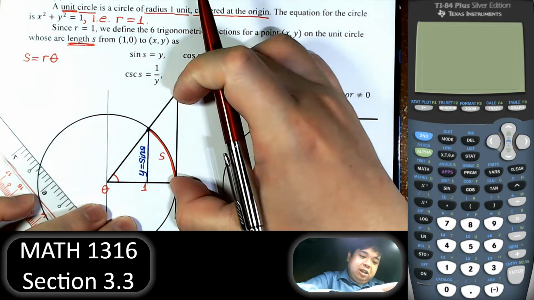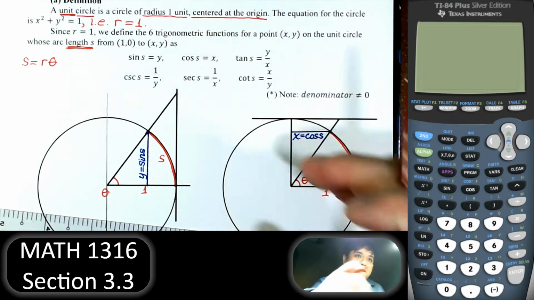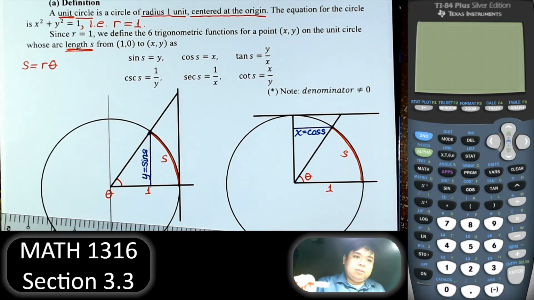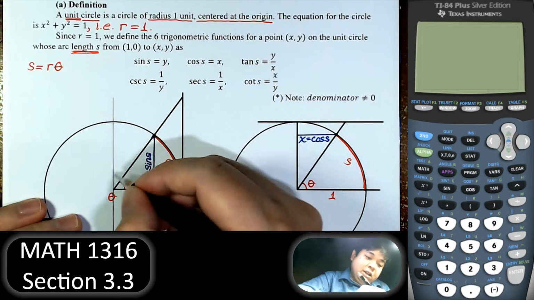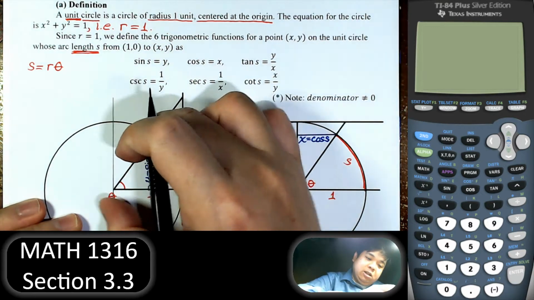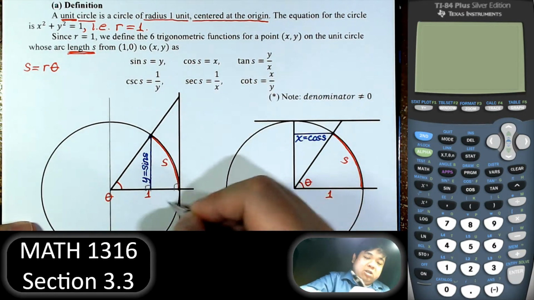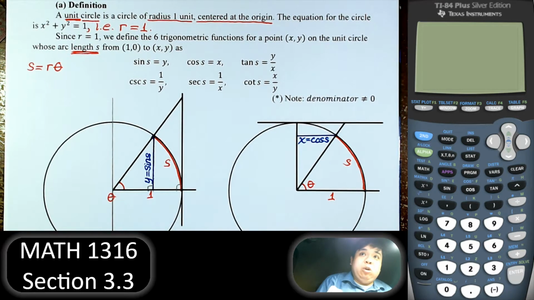First, let's consider this length here. What is that? If we set up the math, this little right triangle and the big right triangle are similar, so we can set up the ratio.